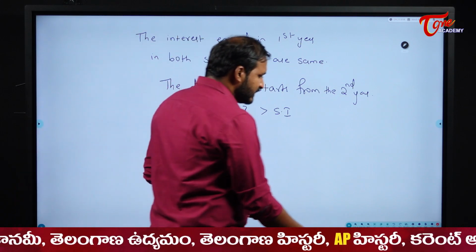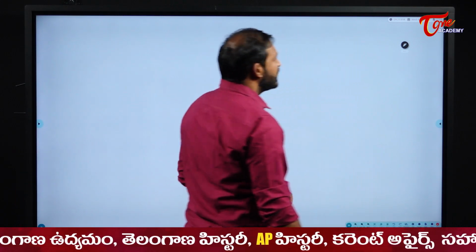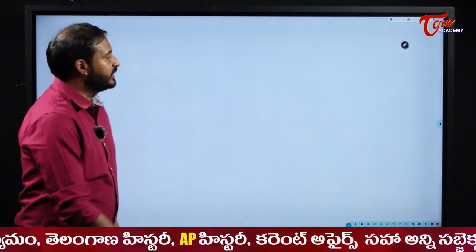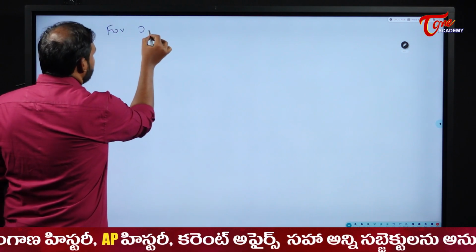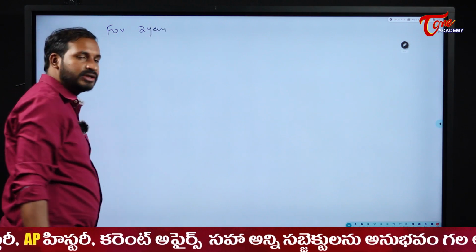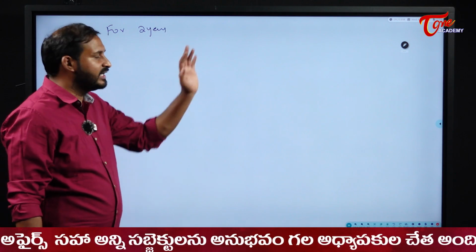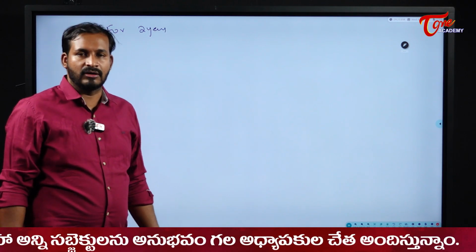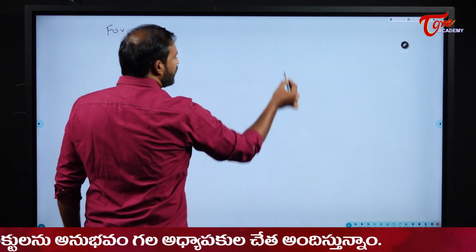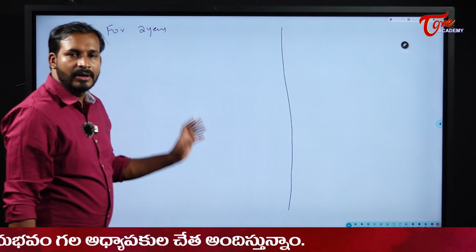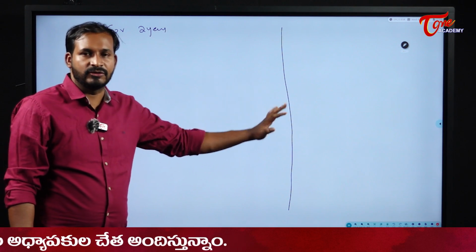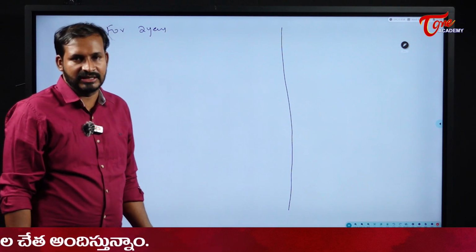Now, first of all, see here, what will be the difference between the CI and SI for 2 years? Generally, what is the formula? Based on the formula, we will try to learn, and then later we will see it in the basic concepts, by means of the basic knowledge, how we are going to solve that one by using our effective percentage or percentage technique.